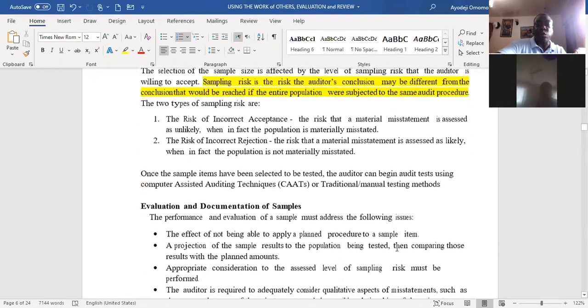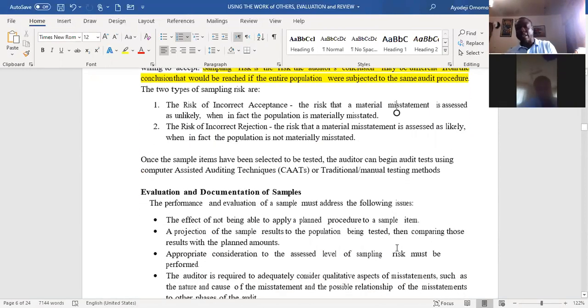So these are the two types of sampling risk. One is the risk of incorrect acceptance, and the second is the risk of incorrect rejection. When you sample certain items and use them to come to a conclusion about the whole population, there's a risk that material misstatement is assessed as unlikely, when in fact the entire population is actually materially misstated. That means based on the sample you selected, it is telling you that there are no material misstatements, that they are unlikely. Meanwhile, if you check the other 70%, it will give you a different result.